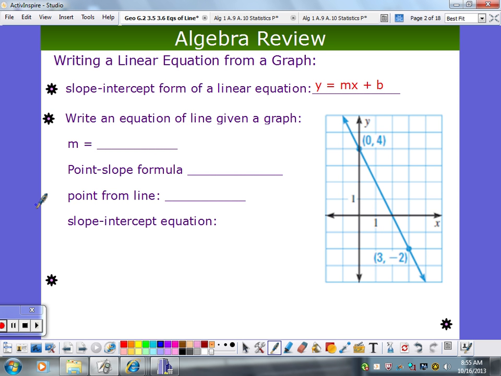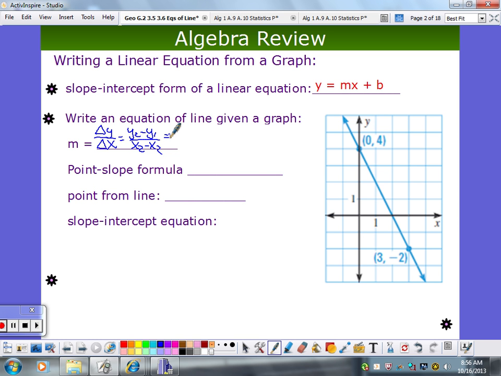So the first thing I need to know is the slope. How do I find the slope of this line here? How do I do that? Yeah, let's write the formula out. The formula for slope is delta y over delta x, which means y2 minus y1 over x2 minus x1.